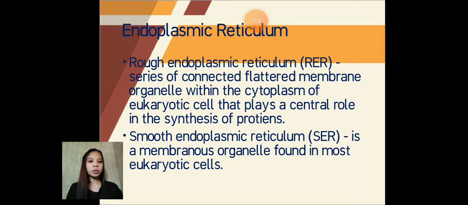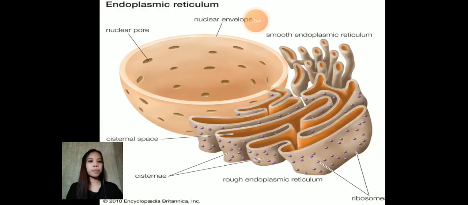And smooth endoplasmic reticulum, or SER, is a membranous organelle found in most eukaryotic cells. Its main functions are the synthesis of lipids and steroid hormones, the detoxification of harmful metabolic products, and the storage and metabolism of calcium ions within the cell. And endoplasmic reticulum pictures.